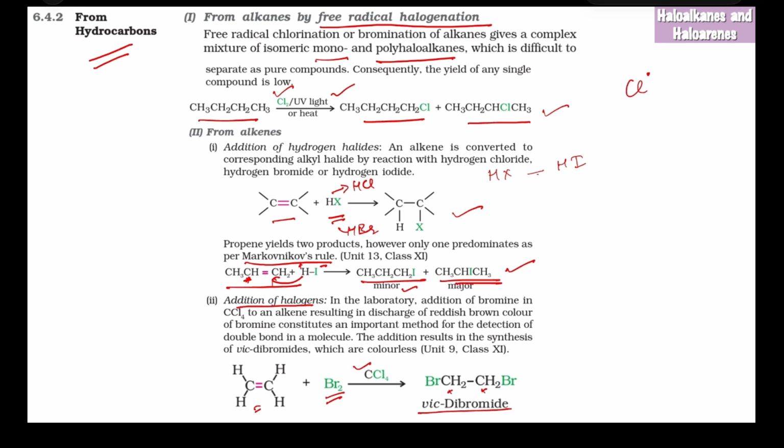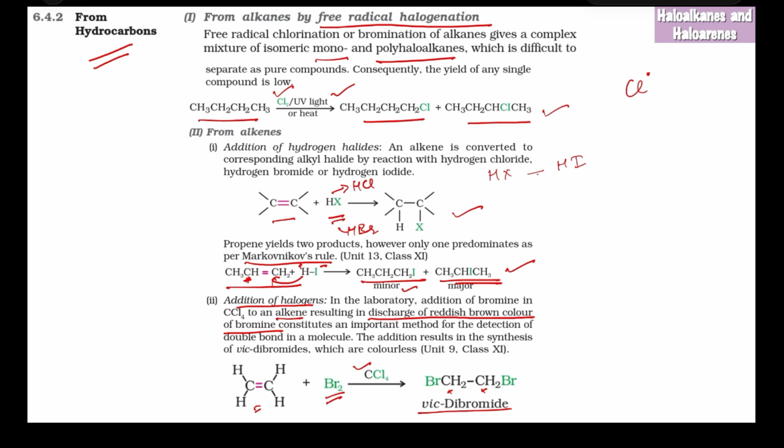Now here in this case, the reddish brown color of the bromine fades. When bromine in CCl4 is added to an alkene, it results in the discharge of the reddish brown color of bromine. Discharge of the reddish brown color of bromine means the reddish brown color of bromine fades. So this helps in the detection of double bond.